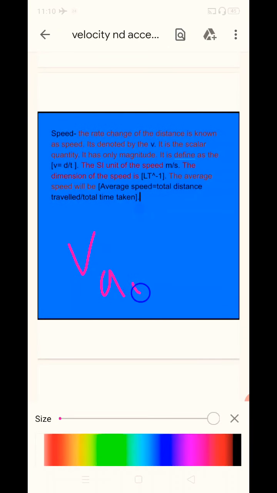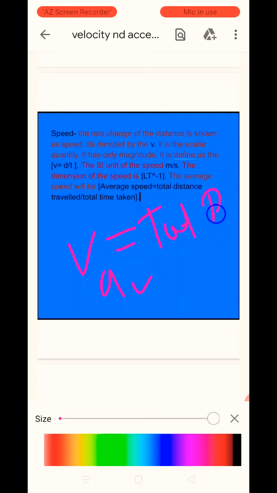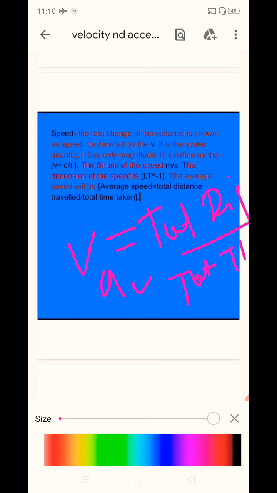Next is the average speed. The average speed will be equal to total distance upon total time taken. Clear?